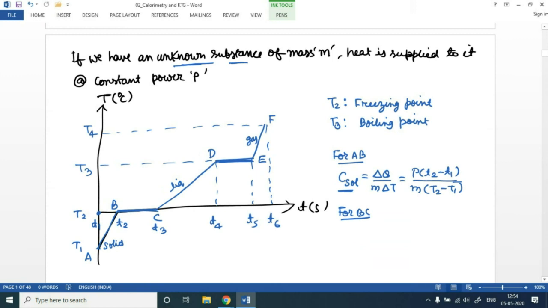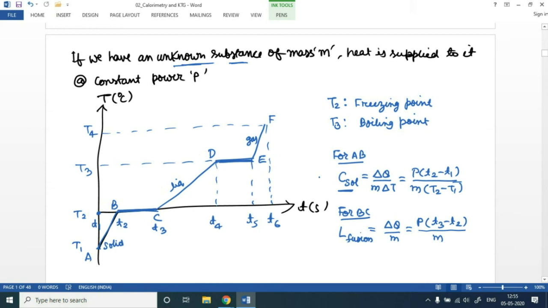So phase change is occurring and here we want to find out the latent heat of fusion of this material. According to the definition, that is simply delta Q upon m, and delta Q we have learned how to find. Between T3 and T2 time, P times (T3 minus T2) will be the heat added to the system, and that divided by mass will simply give you the latent heat of fusion.